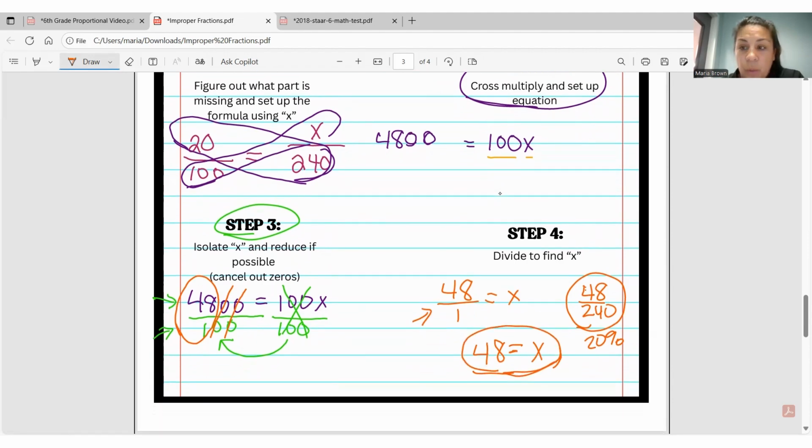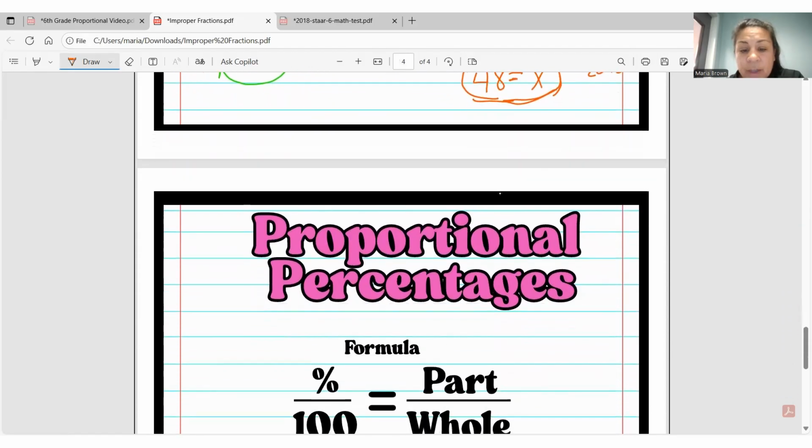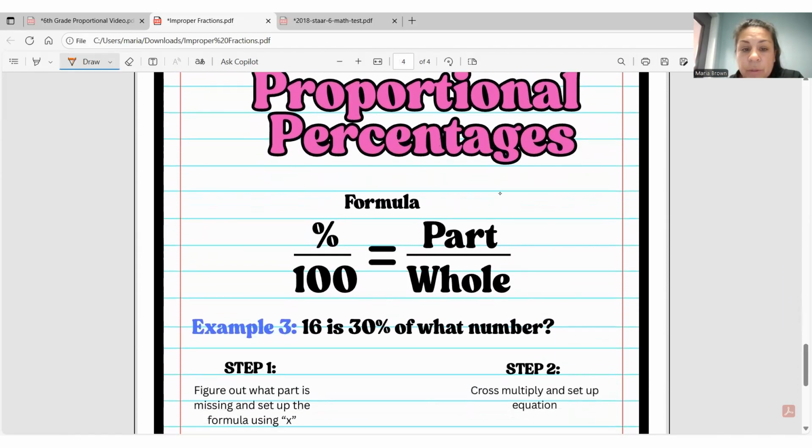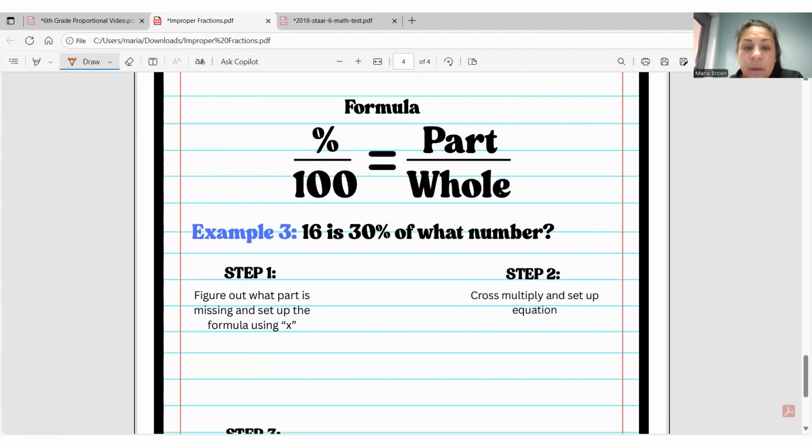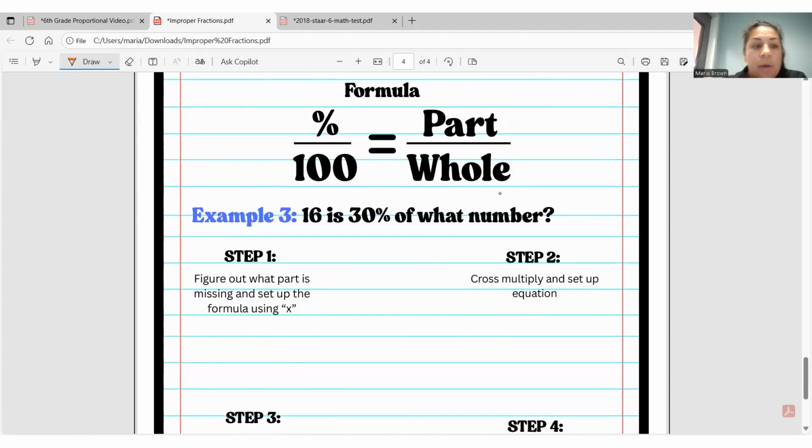Okay, let's do one more problem. Actually, we're going to do two more problems, because I want you to get a good idea of how this can look different. Okay, so here we go. We're starting out the same way.